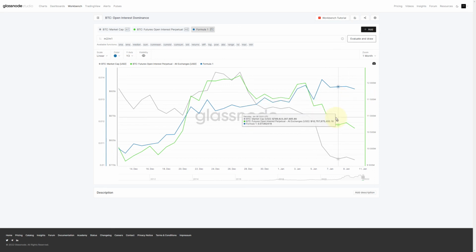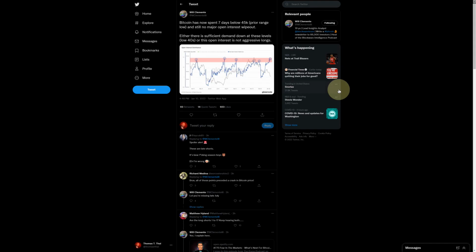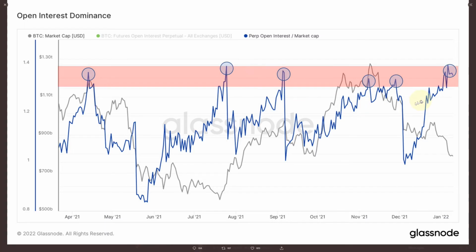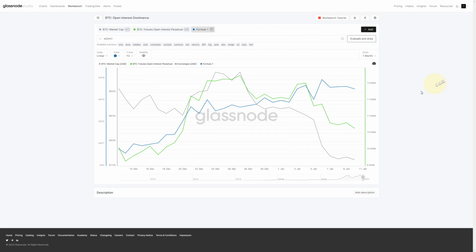So what does this tell us? This tells us that part of the reason why the blue line, which is what Will was showing on his chart here, is still up here is because market cap and open interest are dropping similarly. In order for this line to drop down faster, the open interest would have to drop even faster than the market cap. So why isn't it dropping faster?